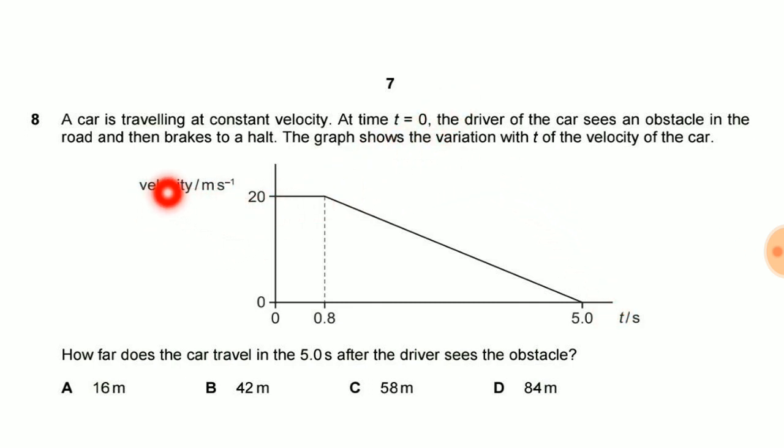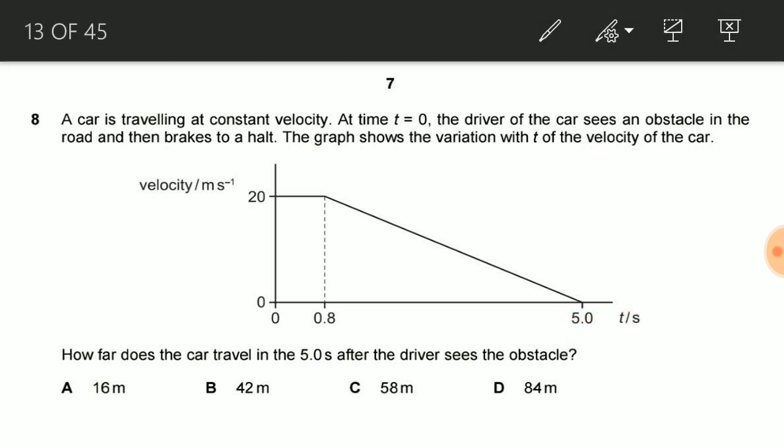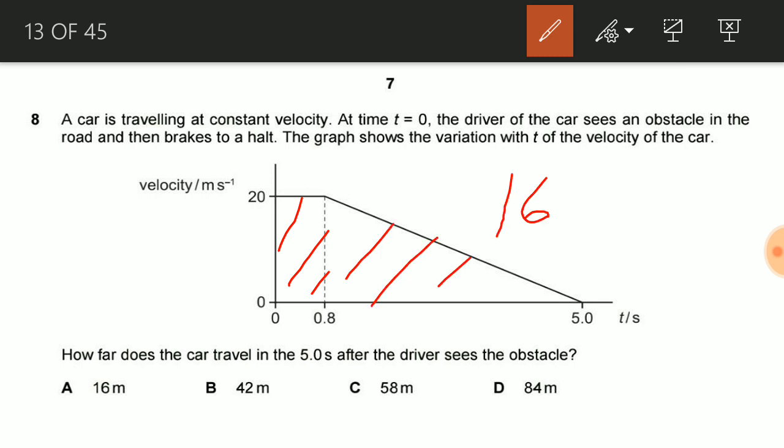As this graph is velocity versus time, the area under the velocity versus time graph gives the displacement or distance traveled. Here this region is rectangular. The area of this region is 20 into 0.8, which is 16. The area of this region is triangular, so half into base, which is the difference between 5 and 0.8, that is 4.2, half into base into height will give us 42. On adding these two, we will get our answer. The answer for question number 8 is 58 meters.